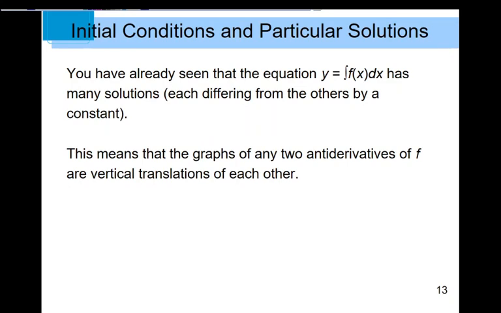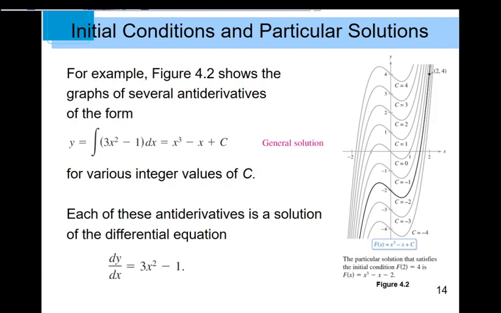So we've seen how that y equals the integral of f of x dx has many solutions, each differing by a constant. Okay? That means graphs of any 2 antiderivatives of f are vertical translations of each other. Or basically, they differ by their constant. So this is giving you an idea of a general solution differing by a constant. Depending on what c is, every one of these cubics is a possible solution. We also call the general solution the family of solutions.